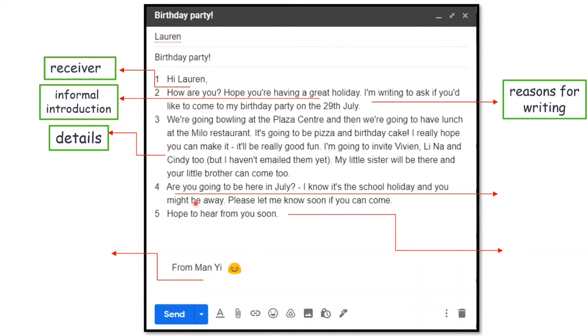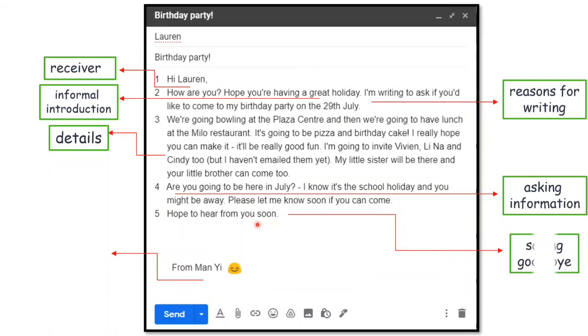The fourth part, "Are you going to be here in July?" Here you ask for information from the receiver. And then the fifth part, "Hope to hear from you soon." Here, you say goodbye to the receiver. And don't forget, from the last part, you need to write the sender. So is it clear for the features you have in the invitation letter?